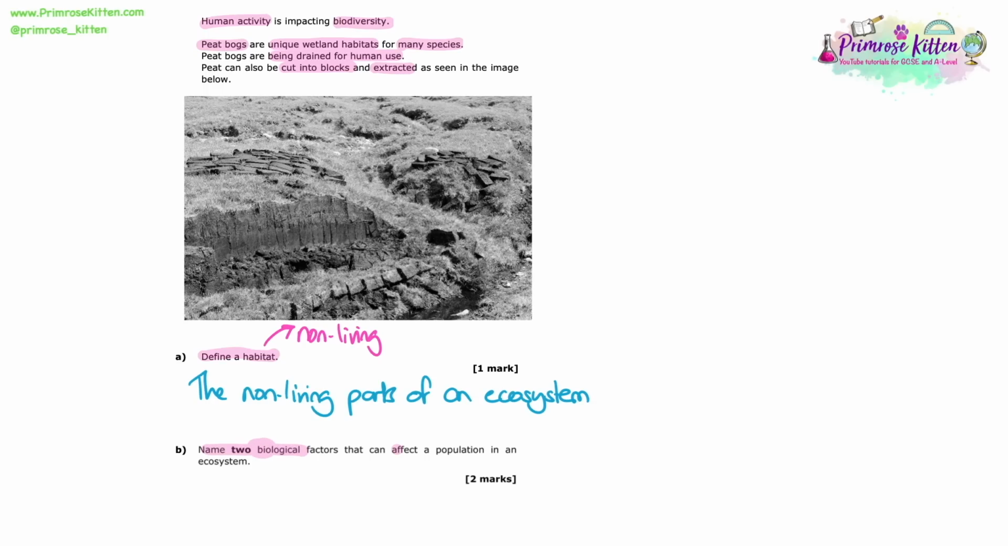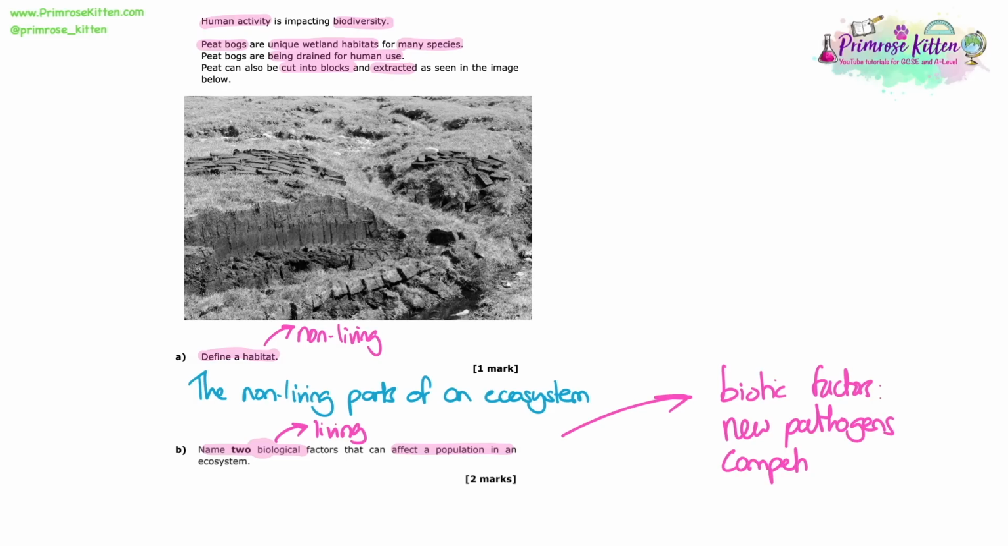Name 2 biological factors that can affect a population in an ecosystem. So this time biotic means living, so it's a living factor or a living part of an ecosystem that can affect populations. So there's 4 to choose from. Now these are always the same 4, so it doesn't matter whether it's asking you for one, multiple, or asking you to explain or list them. The biotic factors that can affect populations, there's 4 main ones that you need to know. So new pathogens, competition for whatever you would like to say, competition for food availability and new predators.